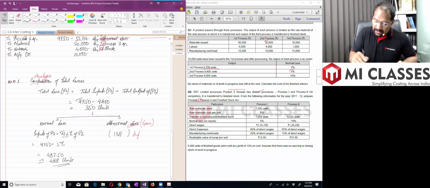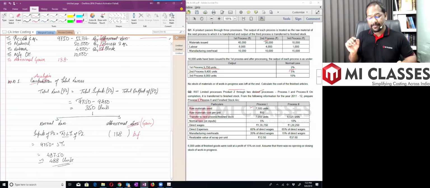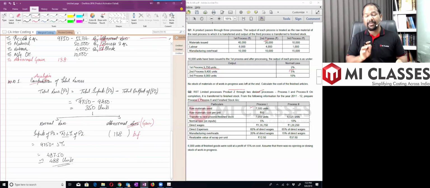We have got abnormal gain. I am writing with another color pen to highlight abnormal gain. Remember, this is abnormal gain. How many units? 138 units. Amount, whatever we will write, will that be part of my cost? Remember, abnormal gain is a gain, it is not a cost. So while calculating total cost, I will not include abnormal gain in my total cost calculation.